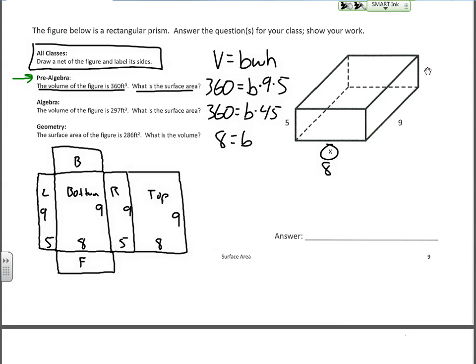This will have a length of 8 and a width of 5. Okay, so there's our net of this figure here. And what I'm asking you to do is now find the surface area, which is the sum of all of the areas of the faces. So you're just going to go through these 6 faces and calculate the area of each of them and add them all up. 8 times 9, that's an area of 72, and so on and so forth. And the surface area is the sum of all of them.